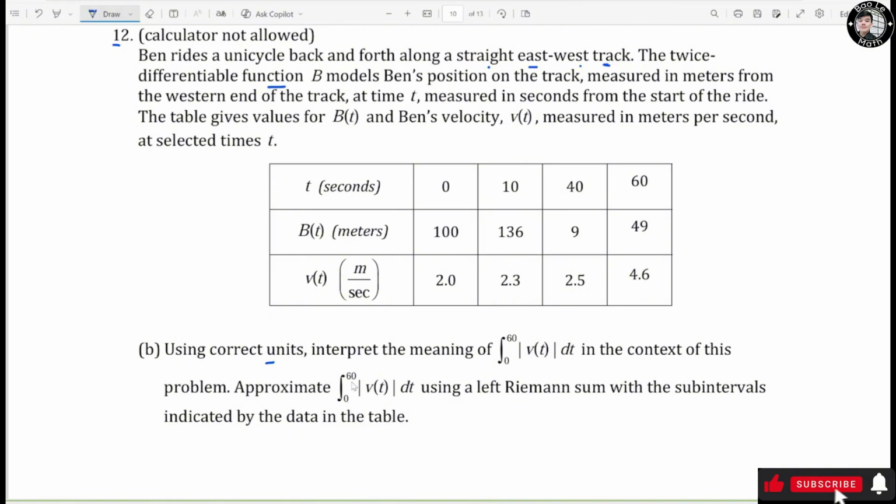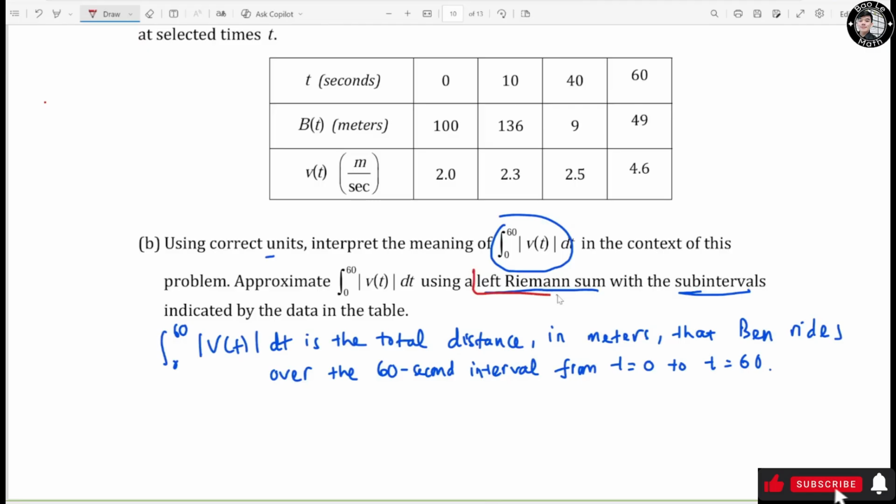Approximate the integral from 0 to 60 of absolute value of v of t dt using a left Riemann sum with the subintervals indicated by the data in the table. Alright, so you know that the integral from 0 to 60 of absolute value of v of t dt is actually the total distance in meters that Ben rides over the 60-second interval from t equals 0 to t equals 60. Now we're going to use the left Riemann sum to approximate this.